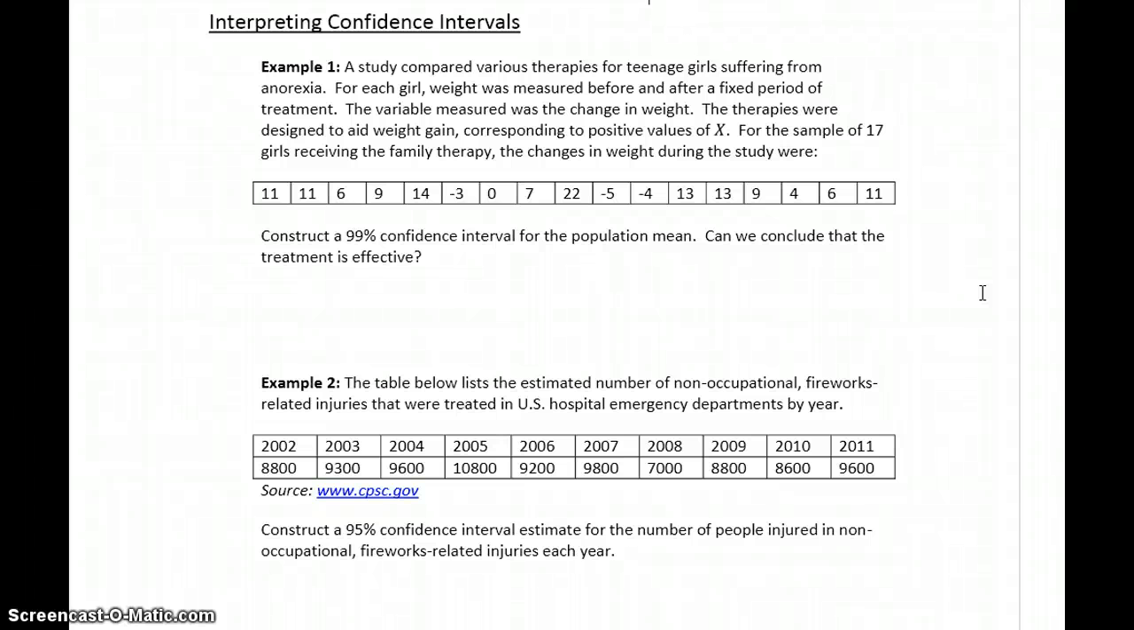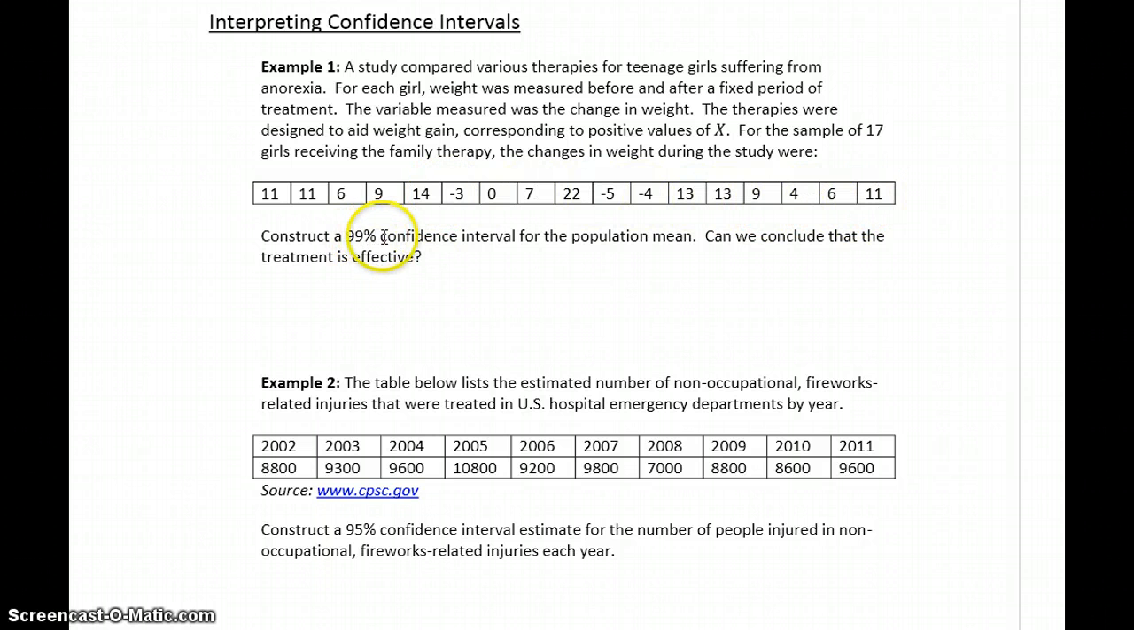Each girl was weighed before and after the treatment. Therapies were designed to aid weight gain corresponding to positive X values. So in this case, these numbers are telling us about their change in weight. So a 0 would mean the program was unsuccessful, they didn't gain or lose any weight. A negative value would mean the program was unsuccessful, they actually lost more weight as a result of being in the program, when the goal of this was to get them up to healthier weights, help them eat healthier and gain weight. So wherever we see positive values, we're getting successes.